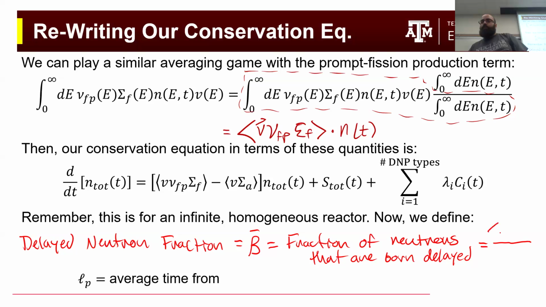So the delayed neutron term is going to look like v times my nu_D times my sigma_f weighted average. That would be my delayed neutron production term. And then the total production term is going to be the average of v times nu_f times sigma_f.